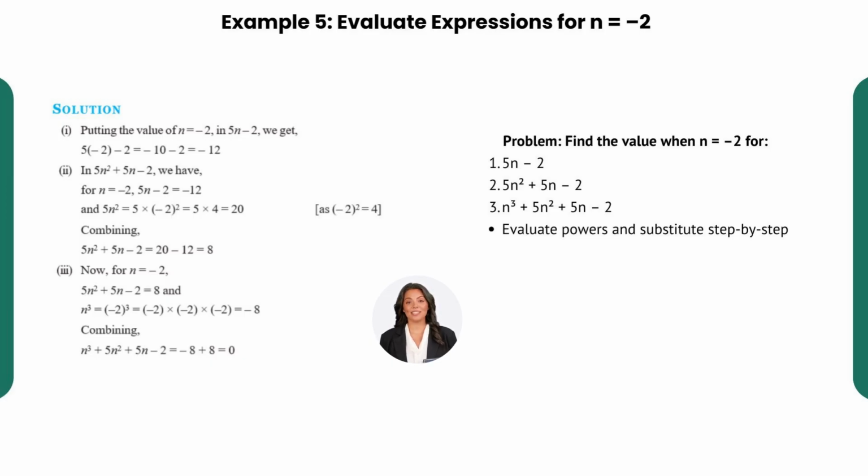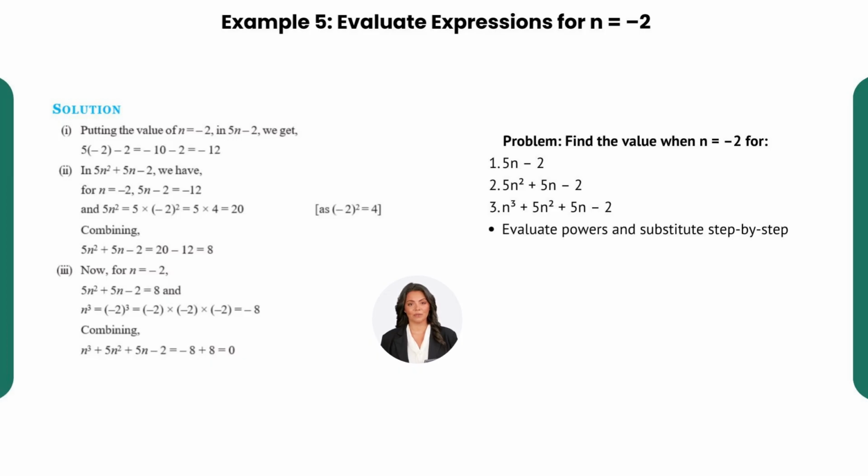So now we just need the value of 5 times n squared. The square of -2 is +4. Multiplied by 5 yields 20. Adding these together gives 20 plus -12 equals 8. Finally, n cubed plus 5 times n squared plus 5 times n minus 2. The last three terms sum to 8, as we just found.